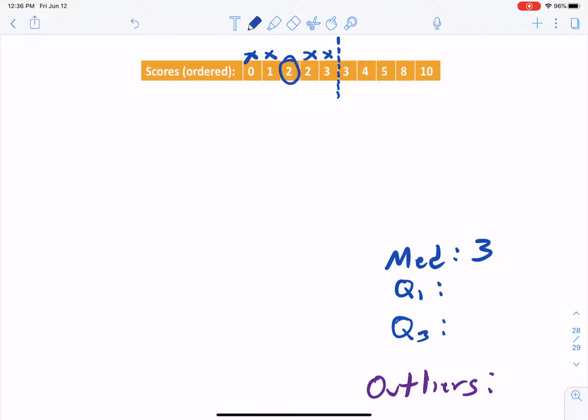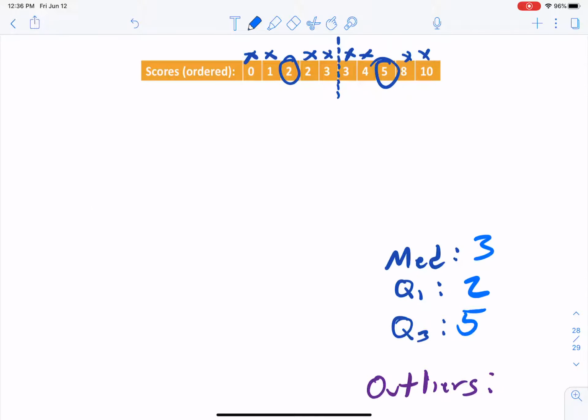And let me use a different color so we're not losing track. So that median was 3. Q1 is 2. And we just do the same process for Q3. Whittle away, and then booyah, we get number 5 here. We get number 5.